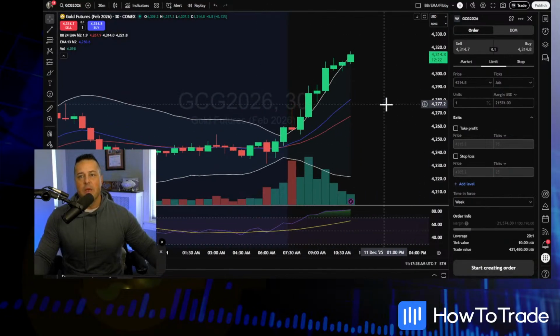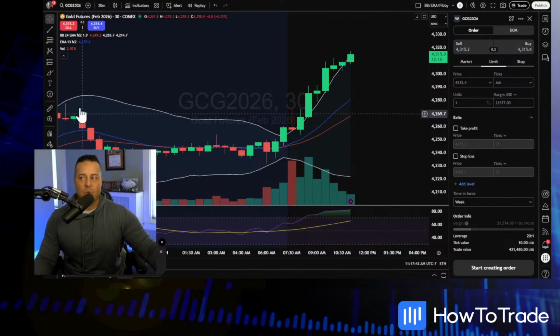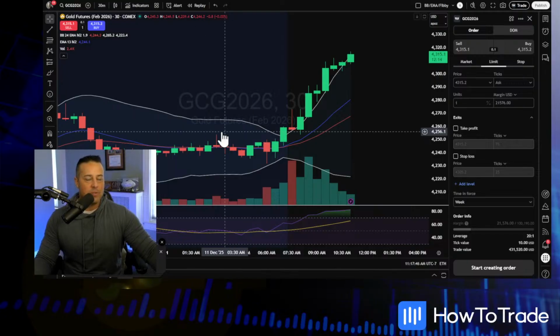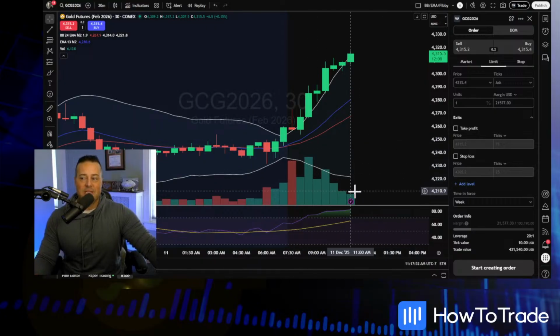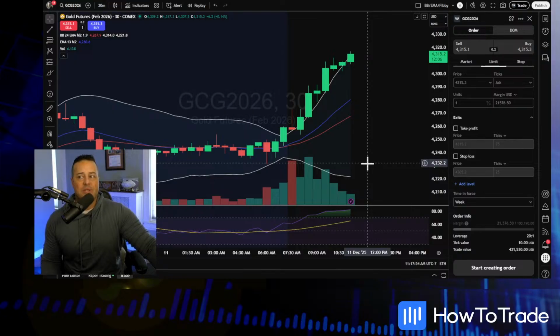Gold futures. Breakout day for gold. Big bullish day for gold. We've got a situation where nobody really seems to know where the top is. We know that this is a bullish market right now. We know that volume is dropping way down as the day has gone on. What could we potentially be looking at doing here to make a decent trade?